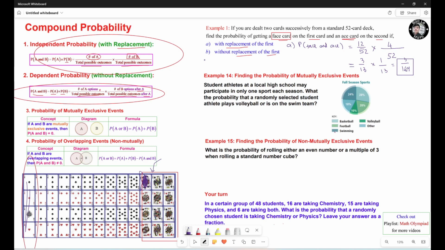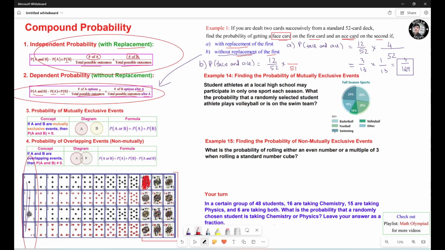Let's move on to question B. Now the keywords here, without replacement. So we need to use the second formula. So probability of face card and an ace card equals. Now, for face card, we have 12 options, so it's 12 over 52. For example, I pick this one out. When I pick it out, I don't put it back. So it's gone, and I only have 51 left. So for the second one, the total should be 51.